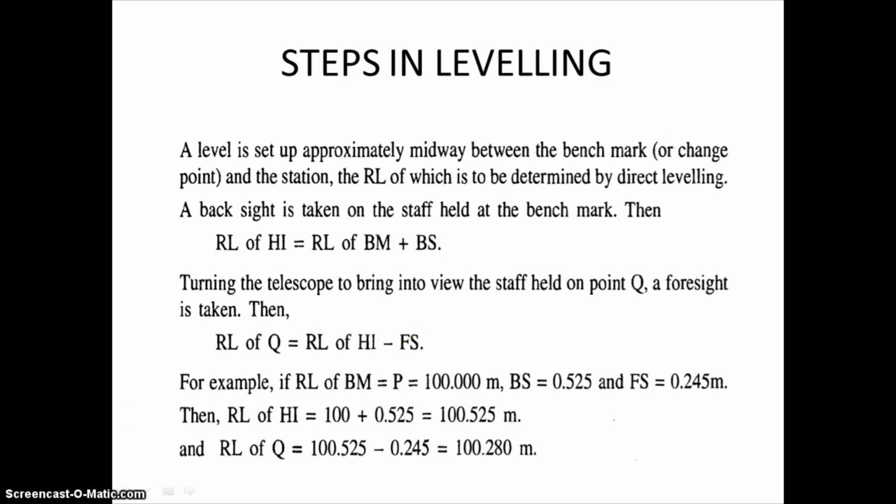For example, here I have put one example also. If RL of benchmark P is given as 100 meters, backside is given as 0.525 and FS is given as 0.245 meter, then what will be the RL of HI? RL of benchmark, that is given as 100, plus backside 0.525. You just add these two values, you will get 100.525 meters. And now if you want to calculate the RL of Q, what will that be? RL of HI minus FS. What is the RL of HI? It is 100.525. 100.525 minus FS. What is your FS value? It is given as 0.245. So minus 0.245, you will get 100.280.